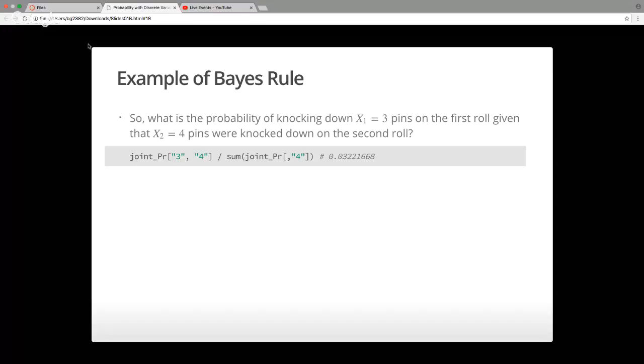I think what you were trying to say was that you take the joint probability of knocking down 3 on the first roll and 4 on the second, and divide by the marginal probability of knocking down 4 on the second. That is the 3 things on the right-hand side of Bayes' rule. It gives us the thing on the left, which is what we were seeking: the probability of knocking down 3 on the first, given 4 on the second.